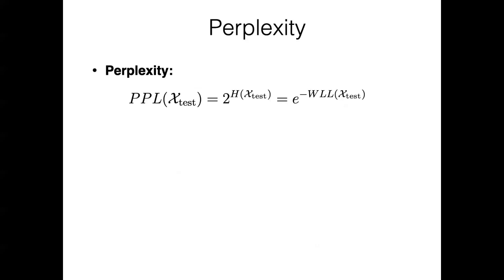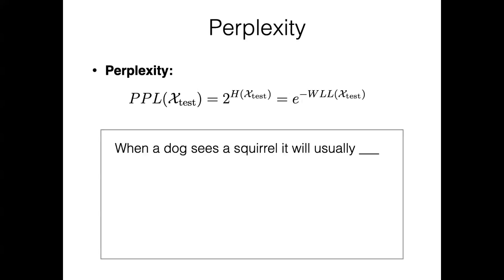What's common to also report is called perplexity. Perplexity can be computed using the word or token log likelihood that I mentioned, and you basically just exponentiate it. Another interpretation, which I won't go into the details of, is this notion of entropy. If you take two to the entropy, you also get the perplexity. Perplexity has an interesting intuition about it. Ultimately, we're just rescaling the log probabilities.